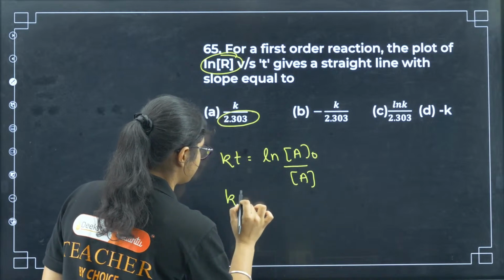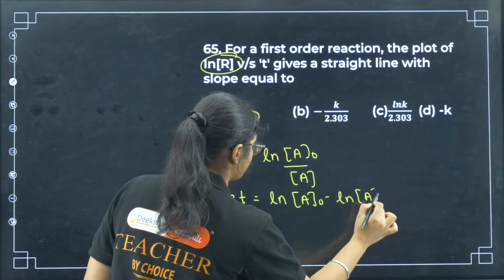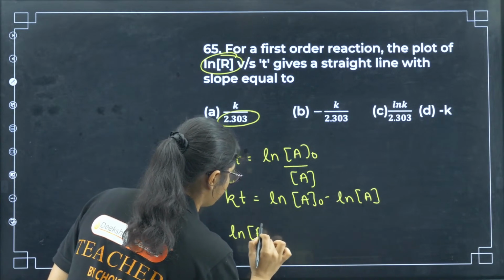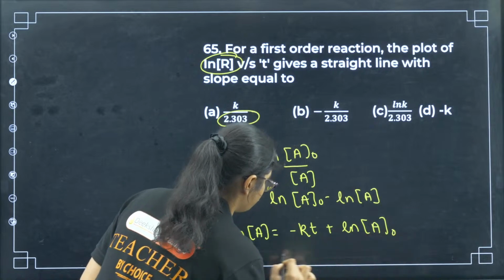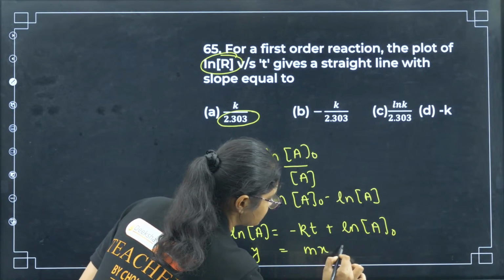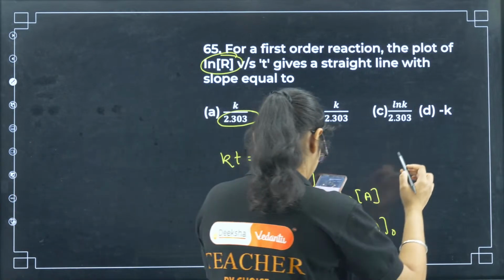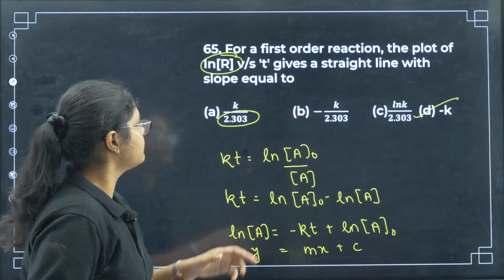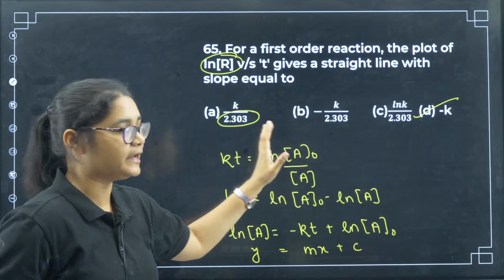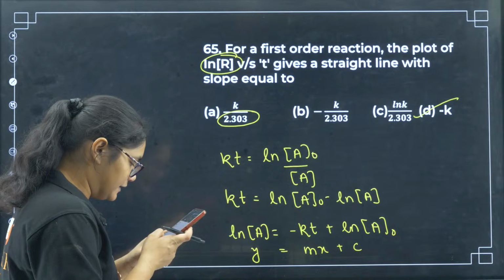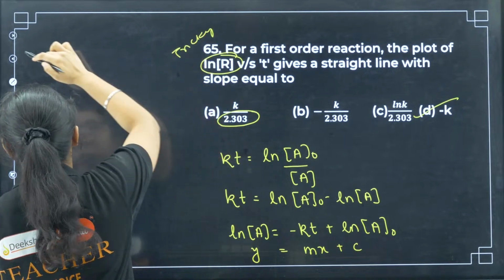I can write it as kt is equal to ln of A naught minus ln of A. So I can arrange it like this: ln of A is equal to minus kt plus ln of A naught. Now if you see, this is y equals mx plus c. So what is the slope here? The slope here is minus k, that is option number D. Whenever you find a ln term, just see all the first 3 terms have 2.303. You can easily eliminate the first 3 options and the answer has to be D here. Yes, this was a tricky question. I can say many of you got it wrong as well.